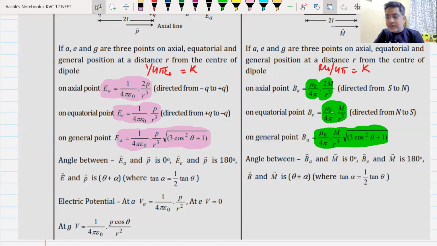Electric field at axial point, electric field at equatorial point, magnetic field at axial point, magnetic field at equatorial point. Exactly everything is the same. In place of P, we have M. In place of electric field, we have magnetic field. In place of k, which is 1 by 4 pi epsilon naught, there we have mu naught by 4 pi. I'll give you 2 minutes to note it down.